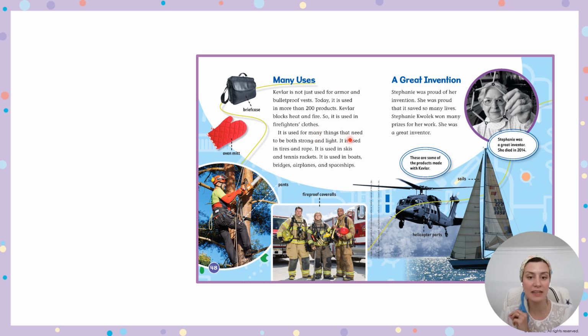It is used for many things that need to be strong and light, and it is used in tires and rope. It is used in skis and tennis rackets. It is used in boats, bridges, airplanes, and spaceships. And here it shows pictures of the different things it's made in. So briefcases, oven mitts, pants, fireproof coveralls.